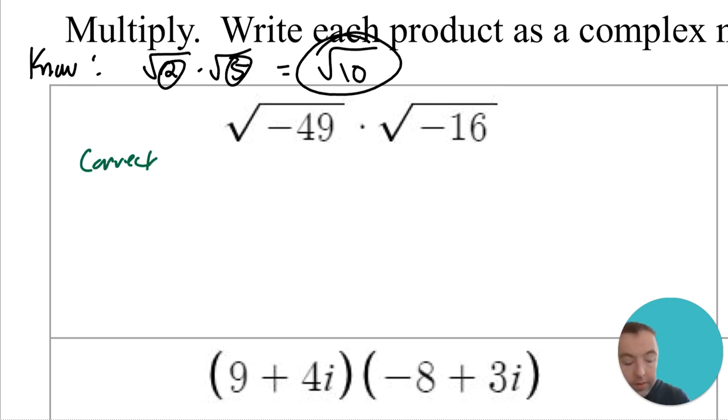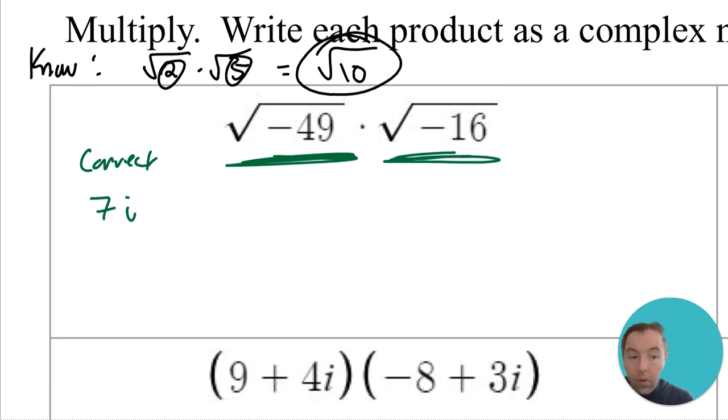Is to actually figure out what these numbers are individually. So if you have root of -49, it's going to be imaginary, 7i. And then right here, this would be 4i. And then we'd have to multiply them together. So 7 times 4 would be able to multiply together to be 28. And then i times i also have to multiply together to become i squared.